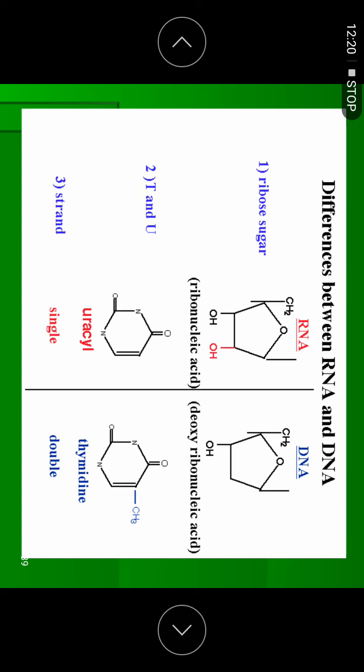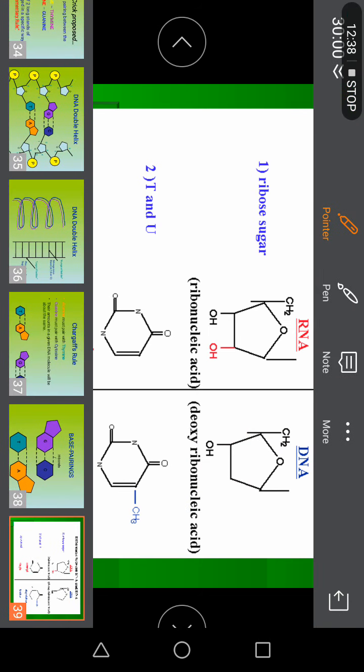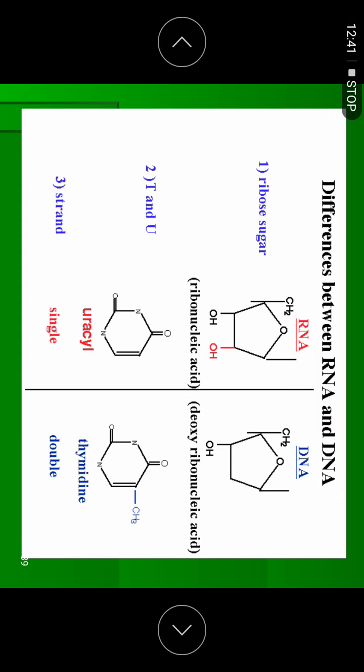So the difference between RNA and DNA, this one you must know. First is the sugar. This one is OH, this one is only H. In a skeletal molecule you don't need to draw out the H; you draw only the O, so it's understood there is an H without the O. Deoxyribonucleic means the oxygen is missing, deoxy. The second difference is T and U: thymine is in DNA, uracil is in RNA.